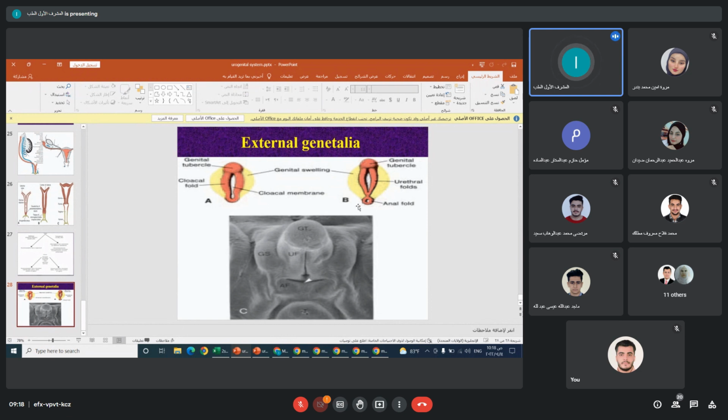While in the female, in the absence of testosterone and the presence of estrogen, the genital tubercle, slightly elongated, will form the clitoris. The urethral fold stays as it is to represent the labia minora, and the genital swelling also expands to form the labia majora. And now we have finished our two lectures.